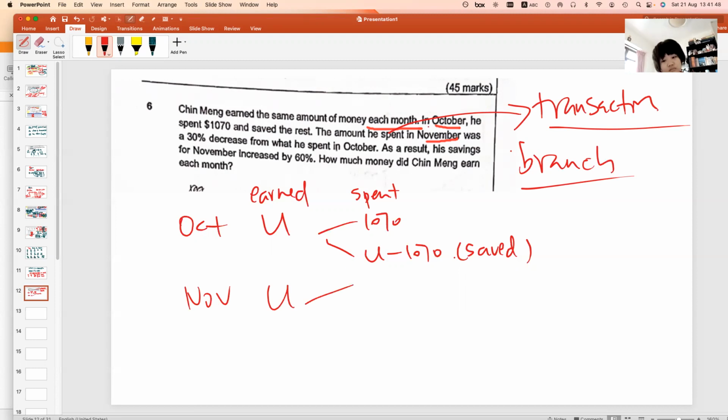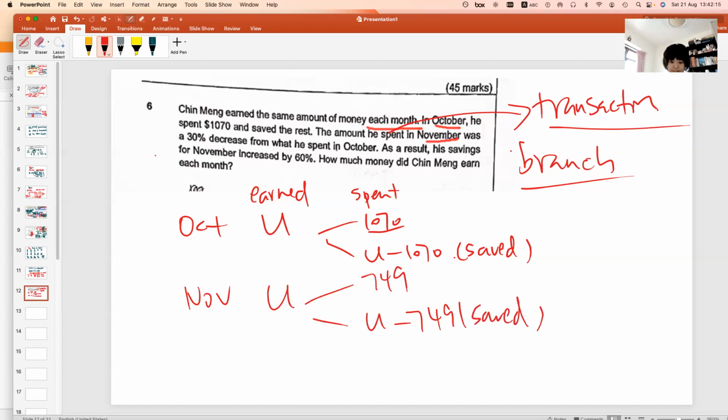It says the spend in November was a 30% decrease from what he spent. So 30% decrease from this means the person spent only 70% of this. So 70% of this 1070, let me use my calculator. 1070 times 0.7 is 749. So left u minus 749, saved.